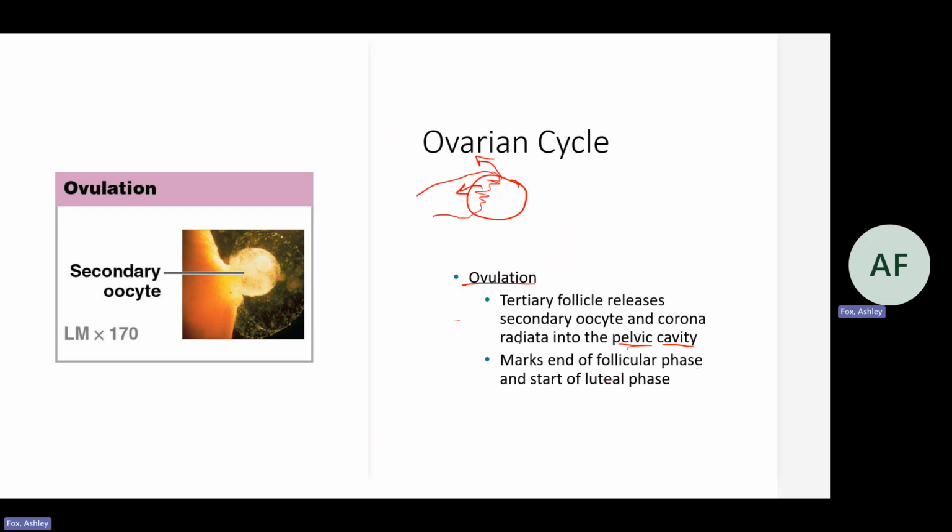All of this, the production from primordial to primary to secondary to tertiary follicles, is all the follicular phase, and it's dependent on FSH, and it's going to be high estrogen too. So we're going to see that later. Now, once ovulation occurs, 10 to 14 days into the cycle, the luteal phase begins.